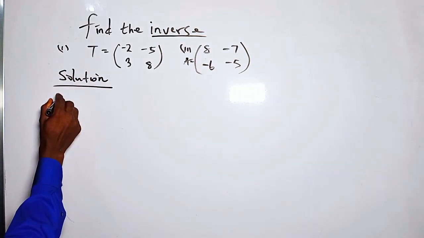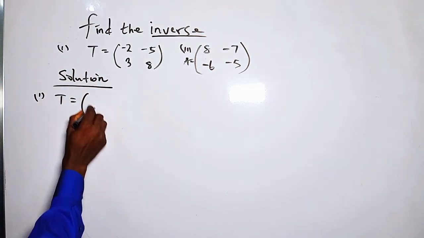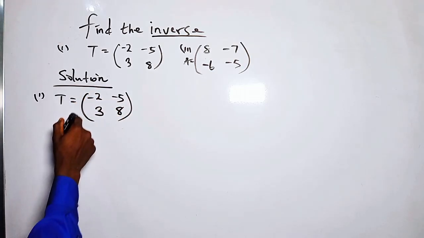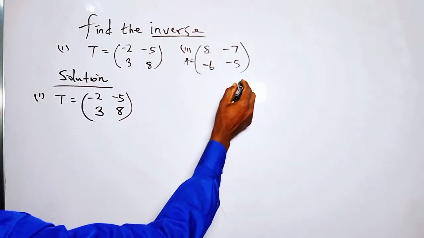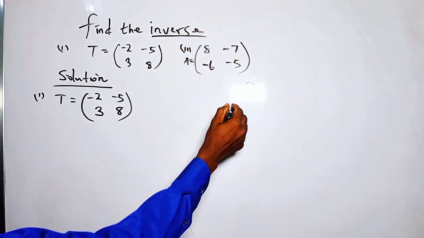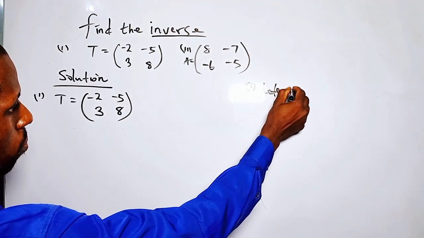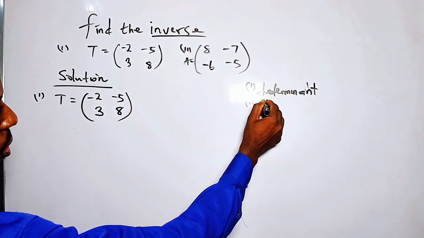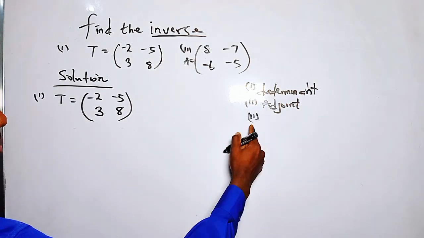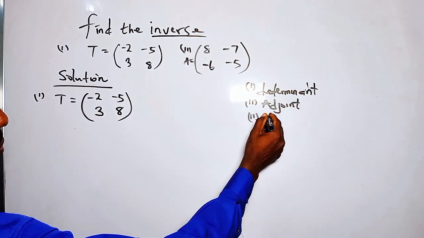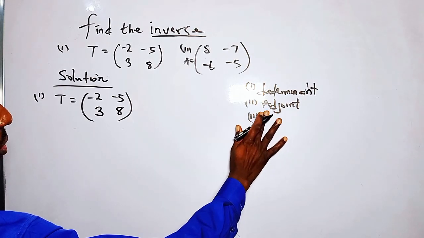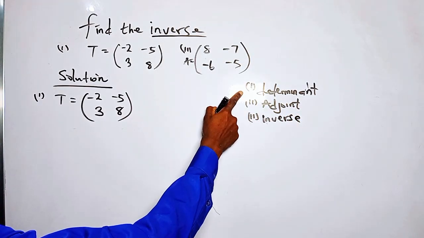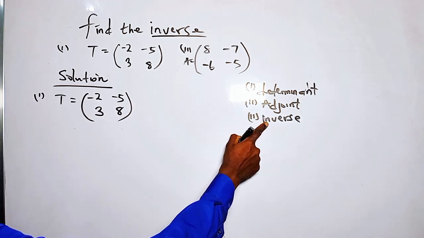So for matrix T, we have it as -2, -5, 3, 8. To determine the inverse of a matrix, we have to follow 3 steps. The steps are: 1, we determine the determinant of the given matrix. The next thing we do, we look for the adjoint. The third one is we look for the inverse of the given matrix. So we determine the determinant, the adjoint, finally we look for the inverse.